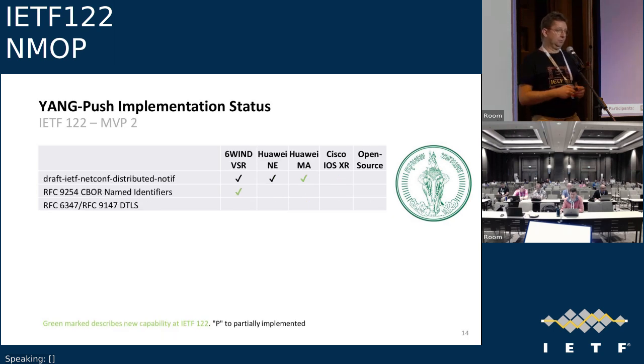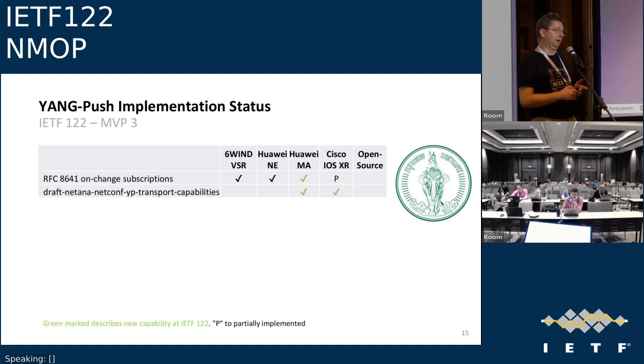On MVP2, we are also steadily progressing. So distributed notif is widely supported. CBOR named identifiers are starting to come up. So far, we don't have any DTLS or TLS implementations. And then we also have quite good coverage on on-change subscriptions and the first implementations of YANG Push transport capabilities.